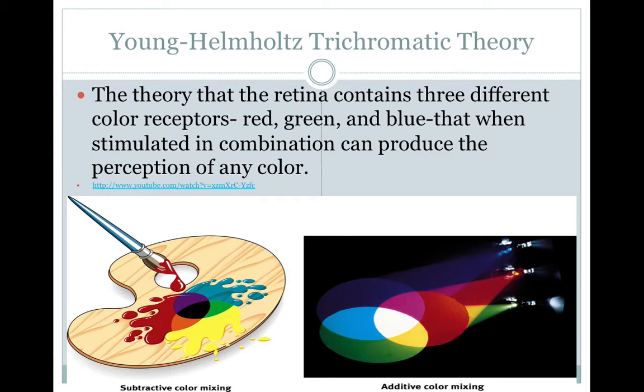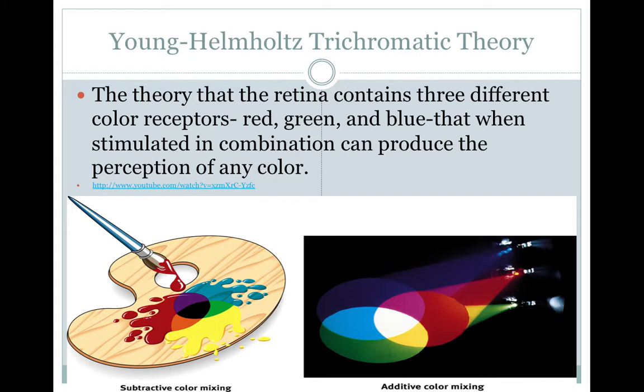There are two theories that you have to be familiar with that help us understand how we perceive color. The first one is called the Young-Helmholtz trichromatic theory. The idea is that our retina contains three different color receptors, cones. One is red, one is green, and one is blue. And when light hits the retina and stimulates these cones in combination, they can produce the perception of any color.